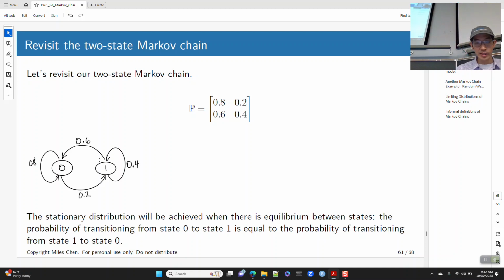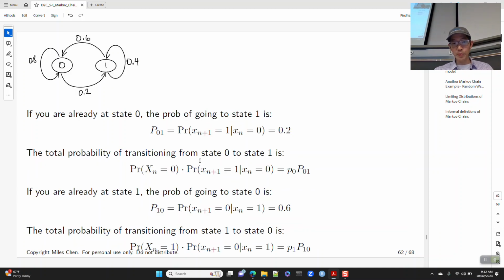All right, and we want to find what the stationary distribution is when there's this equilibrium between states. That is, the probability of transitioning from state 0 to state 1 is equal to the probability of going from state 1 to state 0. We're not just talking about the transition probability matrix, where going from 0 to 1 is 0.2 and going from 1 to 0 is 0.6. We're not just talking about this transition matrix, but given the distribution over 0 and 1, what are our probabilities. We're going to end up running out of time here.